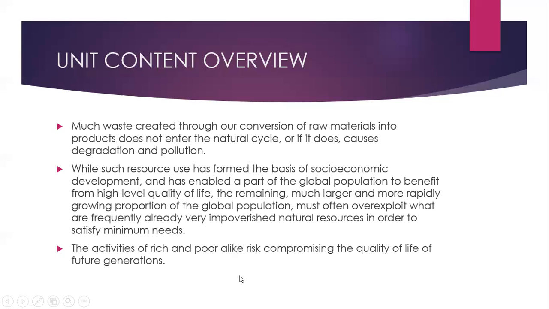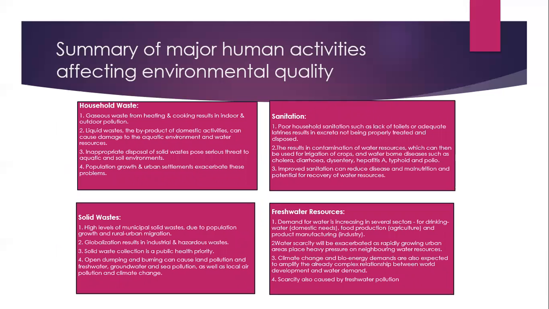All right, so the activities of poor and rich alike are actually compromising the quality of life for future generations. So we see where we're going with this, why the whole idea of sustainable development is becoming more and more important now. So we want to look at a summary of some of these major human activities that are affecting environmental quality. The activities have been organized into blocks with various important points for you. So we're going to discuss these in turn.